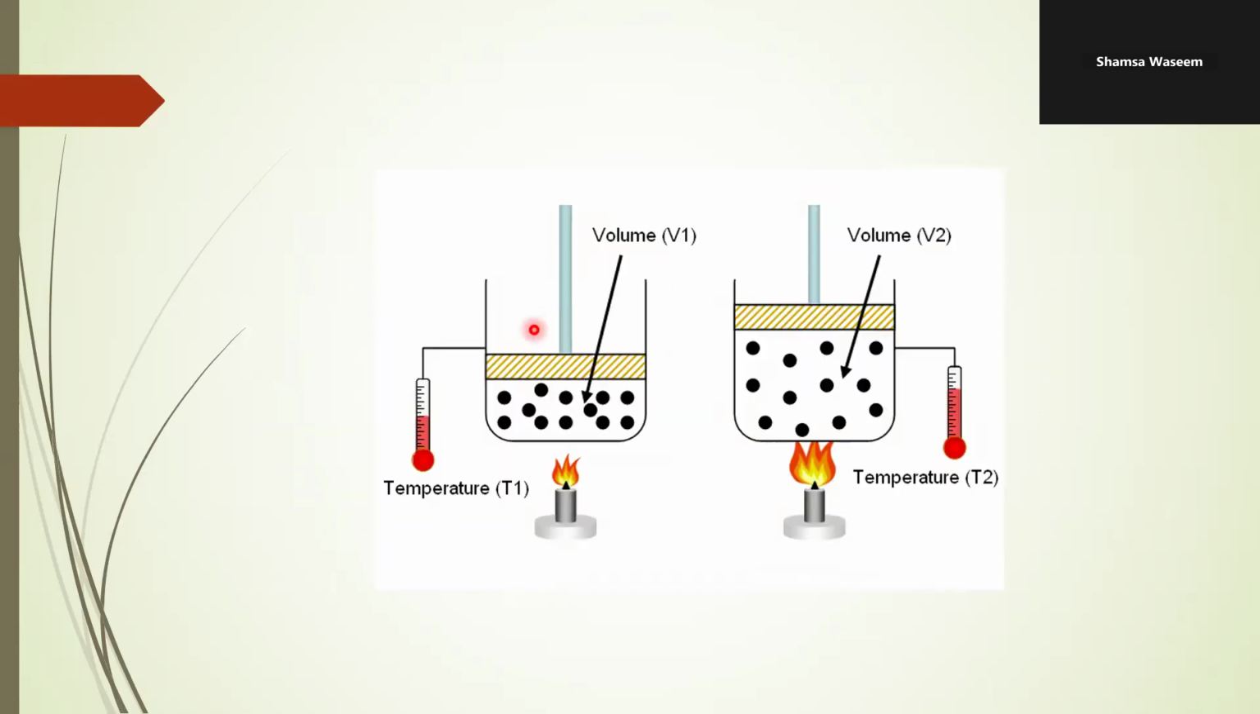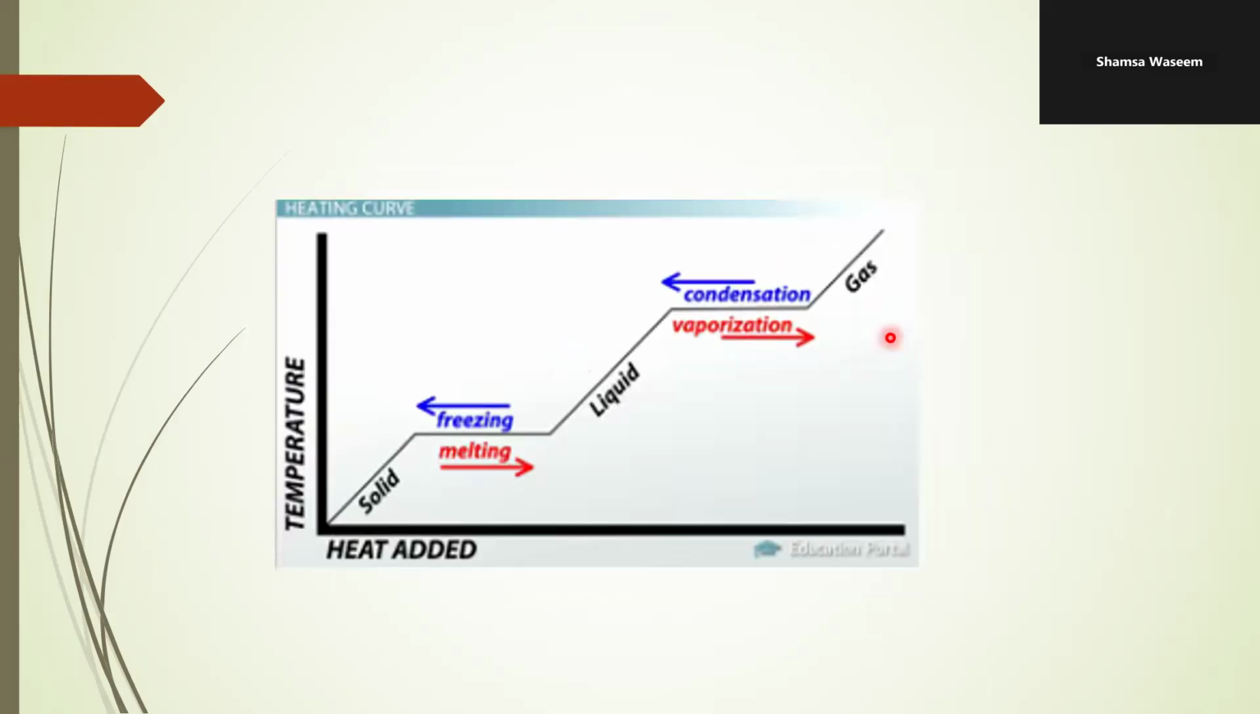Okay. Now see, here is a diagram which represents this phenomenon. This is the volume V1 at temperature T1, right? When you increase the temperature, the particles move faster. They have more energy, they move faster, and they move far away from each other, increasing the volume. So I hope you understand the effect of temperature and pressure on the volume of gas, right?